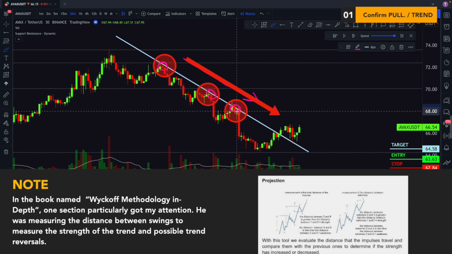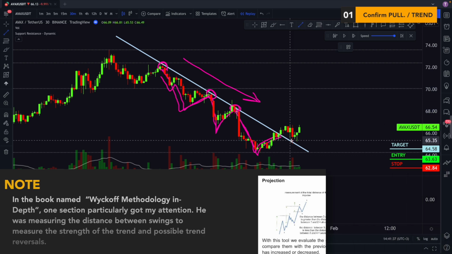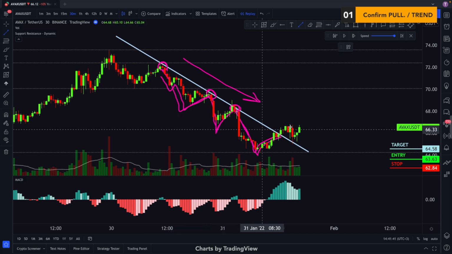In the book named Wyckoff Methodology in Depth, one section particularly got my attention. He was measuring the distance between swings to measure the strength of the trend and possible trend reversals. This is how I improved the RSI divergence strategy. Check that video if you need it, and read the Wyckoff books to improve yourself as a trader.